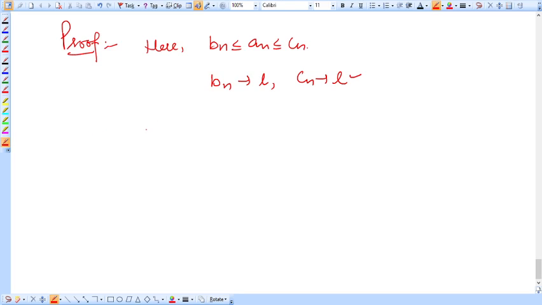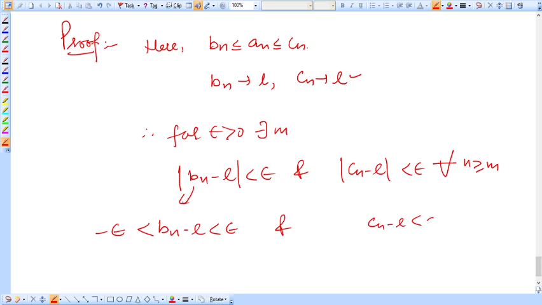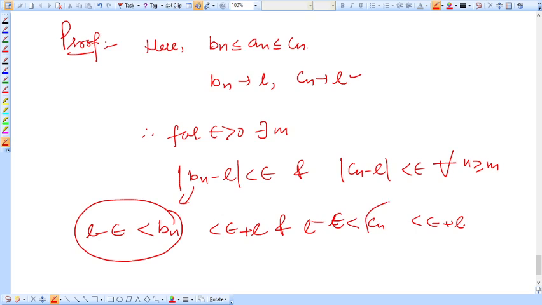I'm just giving the proof of this theorem. Okay, so therefore for epsilon greater than 0, modulus of bn minus L is less than epsilon and modulus of cn minus L is less than epsilon for all n greater than or equal to m, right? So we know the modulus inequality says bn minus L is less than epsilon and greater than minus epsilon, and here cn minus L is less than epsilon and greater than minus epsilon. Now you do what? Add this L throughout the inequality. Here epsilon plus L, so here also epsilon plus L, and here minus L plus L cancels to 0. So bn is greater than this, and cn is lesser than this.